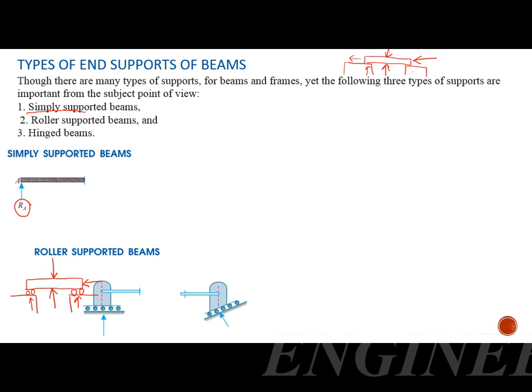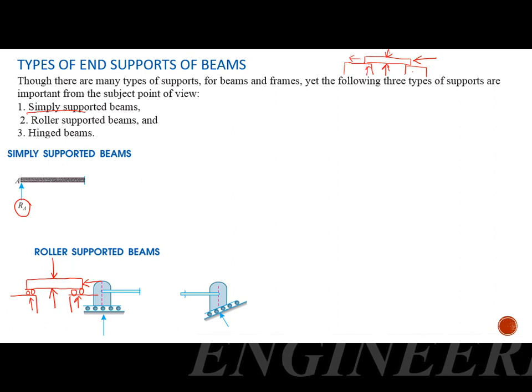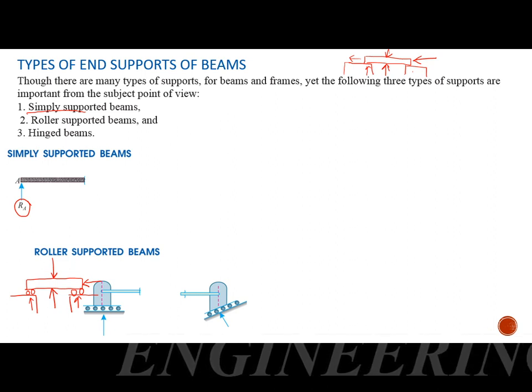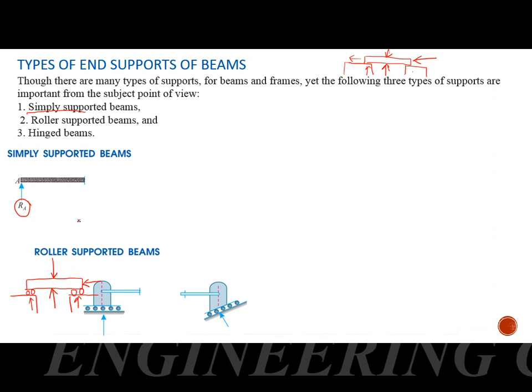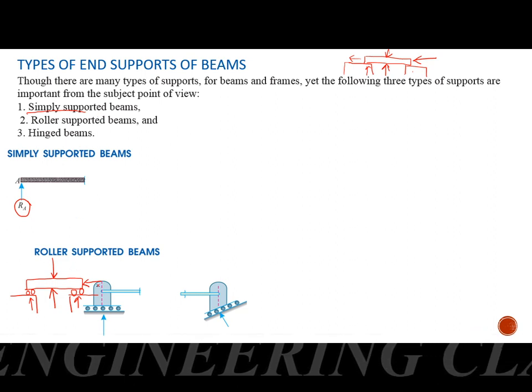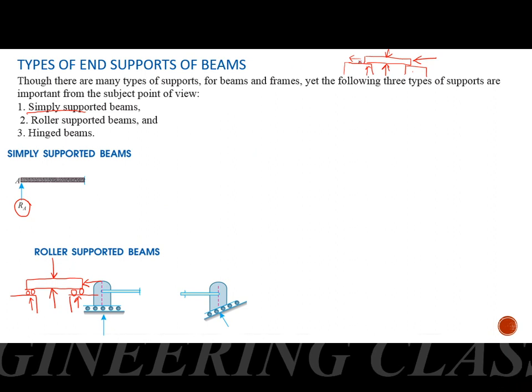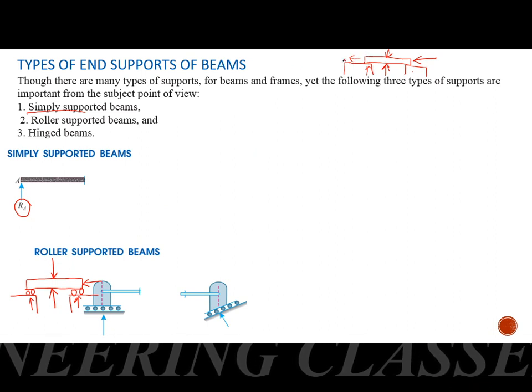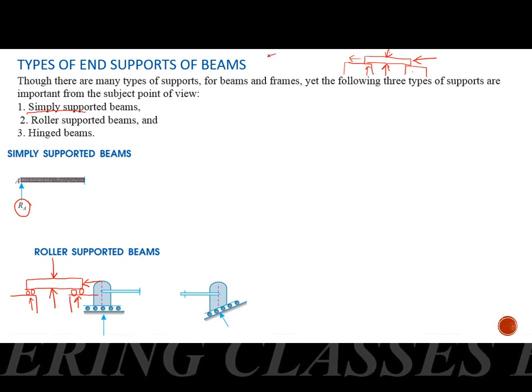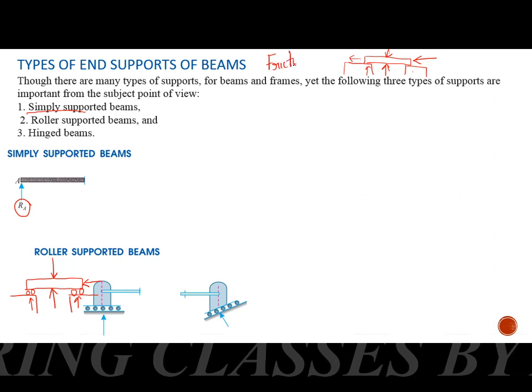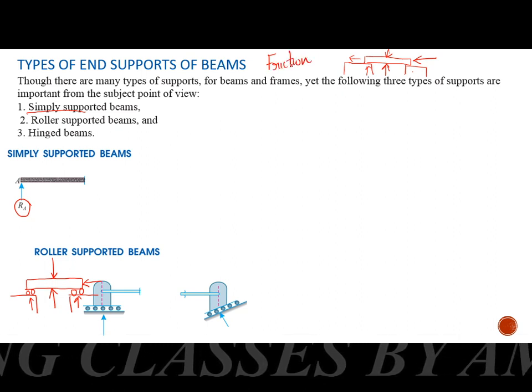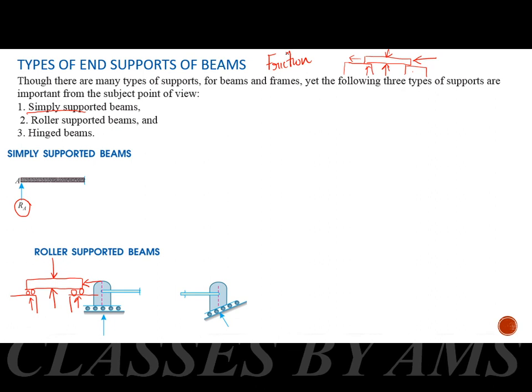So roller support is almost similar to a simply supported beam. The only difference is, in a simply supported beam, if we apply any horizontal load, the beam will move forward if we neglect the friction. If we consider the friction, the beam will have a reaction in the horizontal direction.